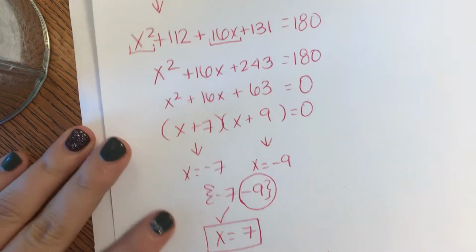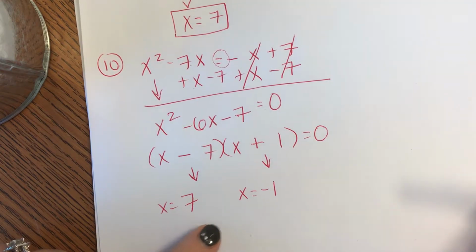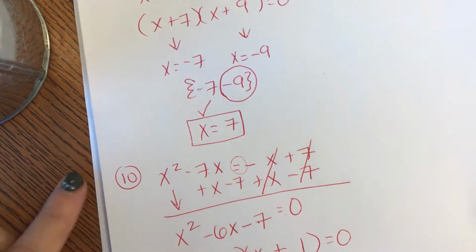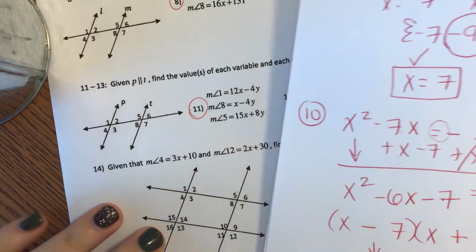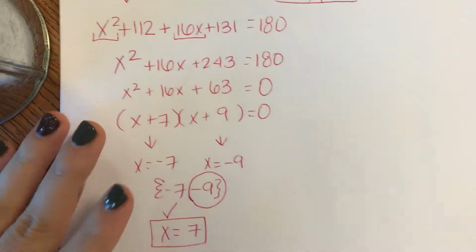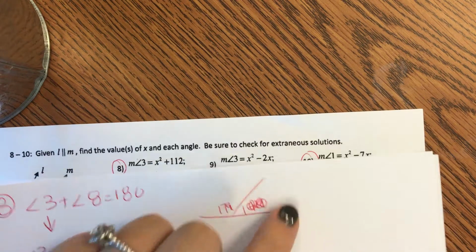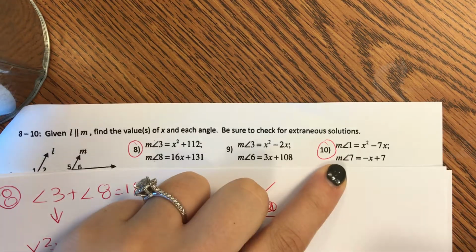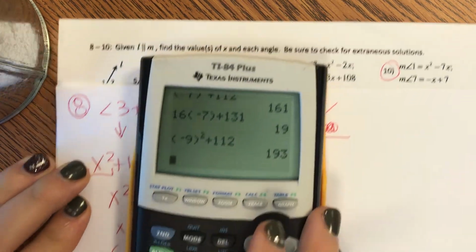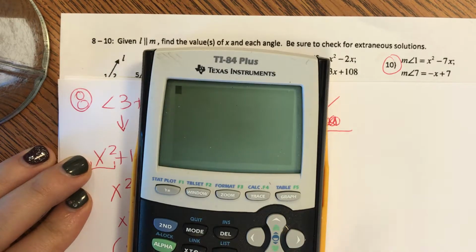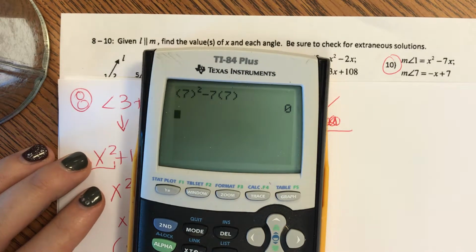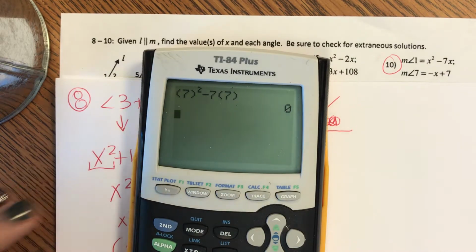Geometrically, let's figure out what's going on here. We need to substitute these in to make sure that our angles stay positive and that the answer makes sense. Okay, so if x equals 7, here's my original expression. 7 squared minus 7 sevens is 0. Can you have an angle that is 0? No. So x equals 7 doesn't actually work for us.